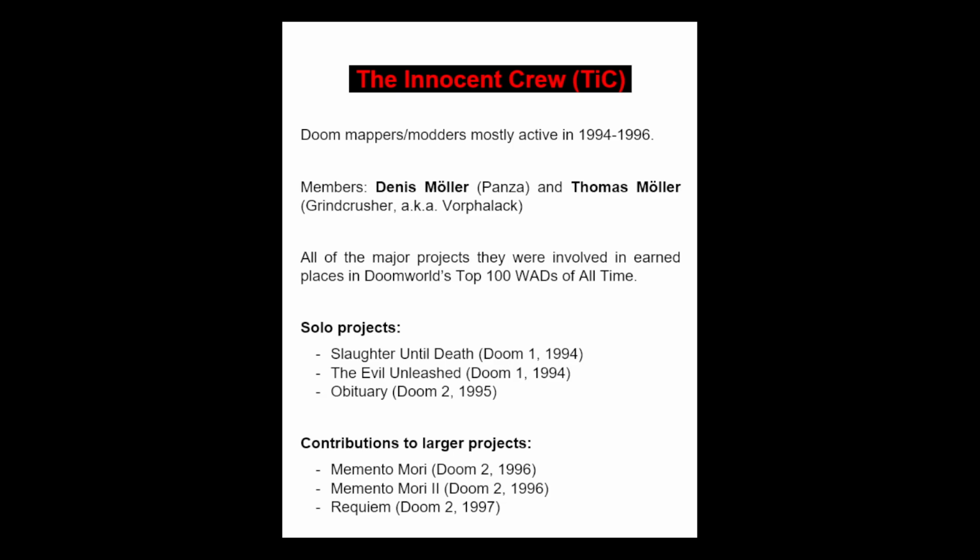And these projects include two custom episodes for Doom 1, Slaughter Until Death, which is a replacement for episode 2, and its sequel, The Evil Unleashed, a replacement for episode 3. In 95, they also made a level set for Doom 2 called Obituary. It's a bit short, it's only 17 maps, however it featured some pretty impressive custom monsters and an optional patch that adds custom weapons. For 95 that was quite mind-blowing.